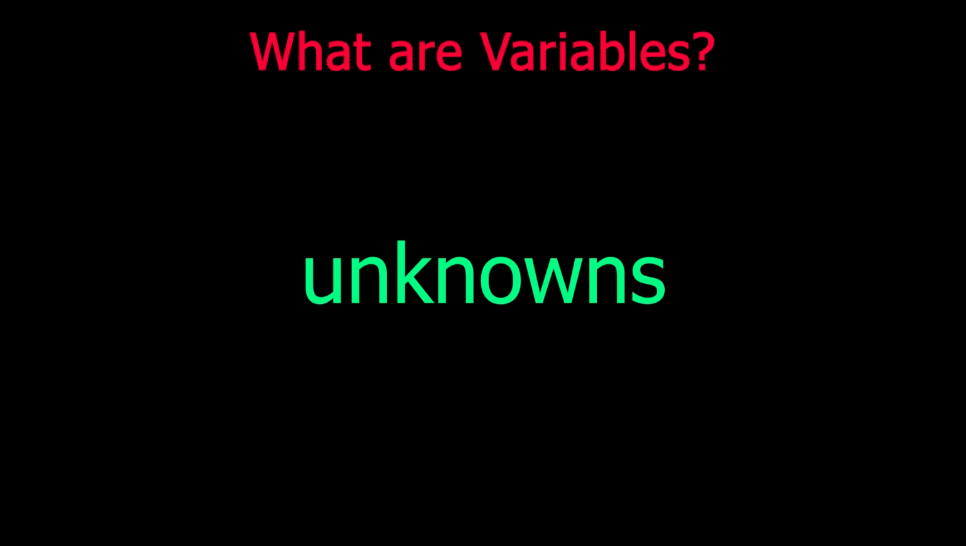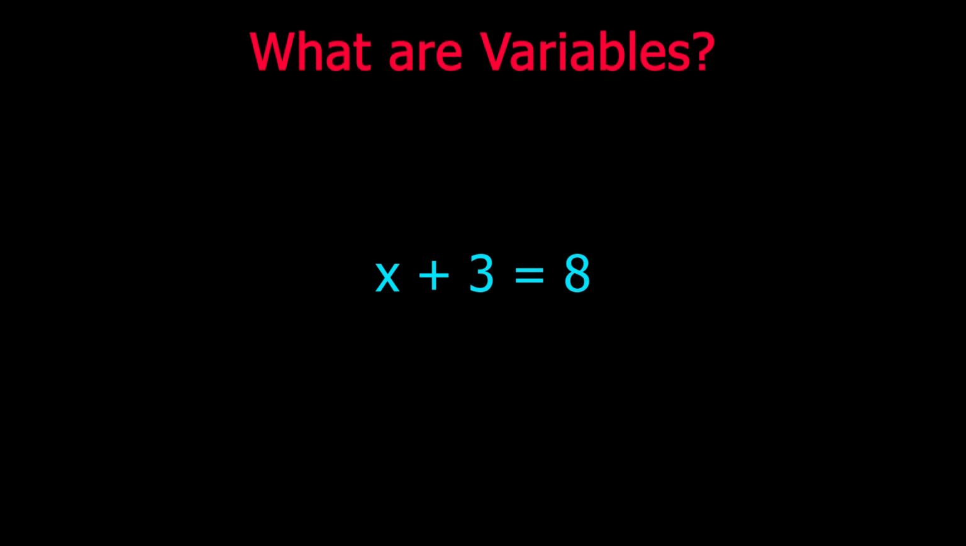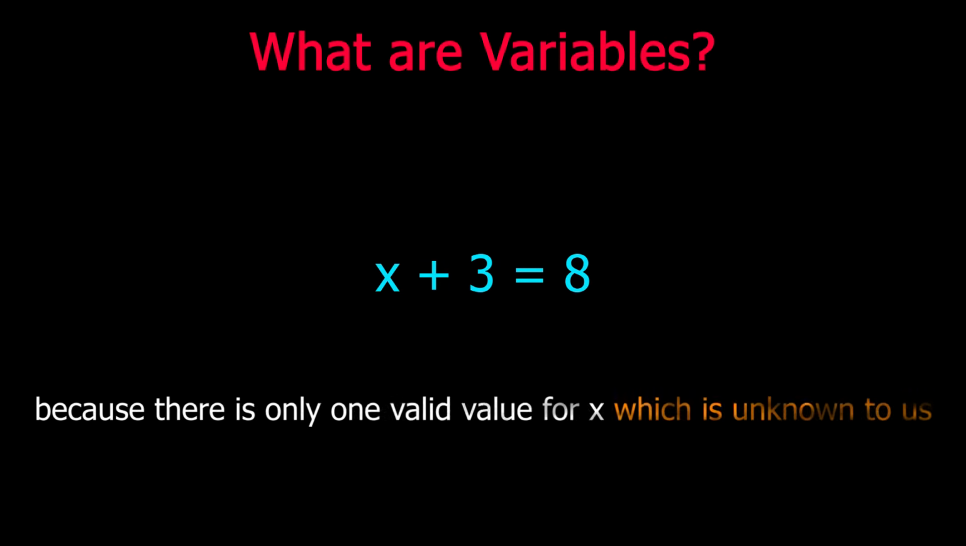Variables are also known as unknowns when they appear in an equation. For example, in an equation, x is called the unknown because there is only one valid value for x, meaning there's only one number that x can take. You can't just plug in any number. There are some equations with more than one valid value, like this one.